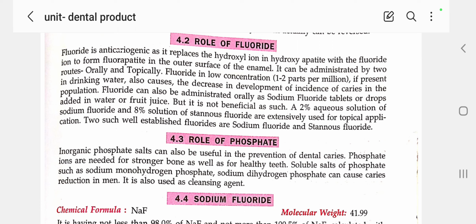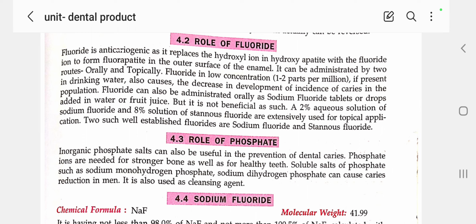It can be administered by two routes, orally and topically. Topically is nothing but an external application; orally means taken by mouth. Fluoride in low concentration, 1 to 2 parts per million, if present in drinking water also causes a decrease in the incidence of caries in the population.